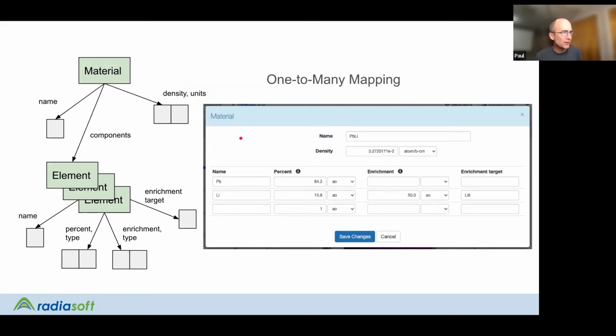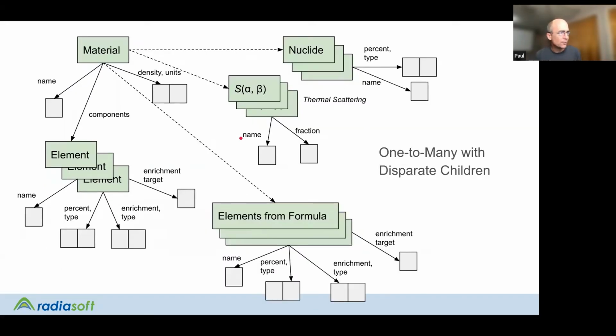But what if the sub-elements can change? For example, what if a material could be made up of a combination of elements and nuclides and elements from a formula and thermal scattering? A simple table will no longer work. This is an example of a one-to-many with disparate children data structure.